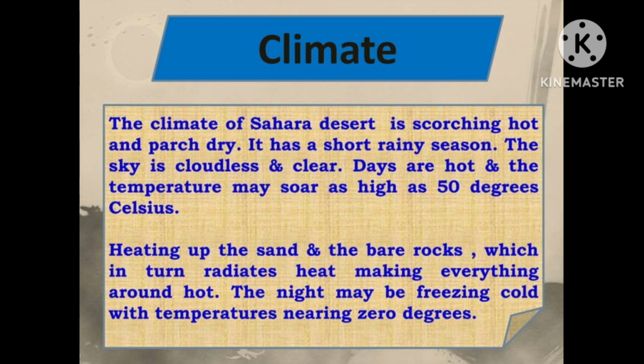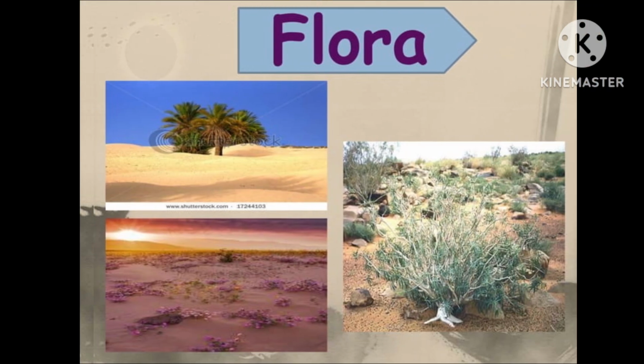Also, the sky is cloudless and clear because there is less water, due to which evaporation does not take place, and if there is no evaporation, the clouds do not form. The temperature during the day may soar as high as 50 degrees Celsius. The nights may be freezing cold with the temperature at 0 degrees.